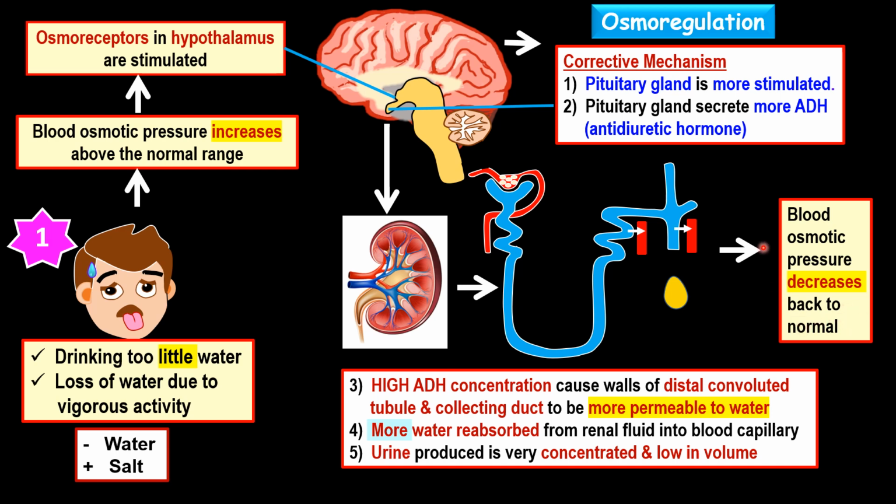So take note that when you discuss all this, you must add the word more, like more stimulated, secrete more ADH. The word more must be there, not just secrete ADH. It's relative. You must say either more or less. In this case, it's more. When the person lacks water, his pituitary gland will secrete more ADH to reabsorb more water back into the blood so that he can get back the water. And he excretes more salts instead.